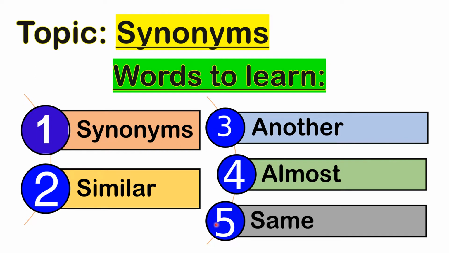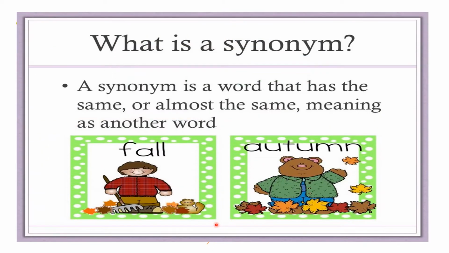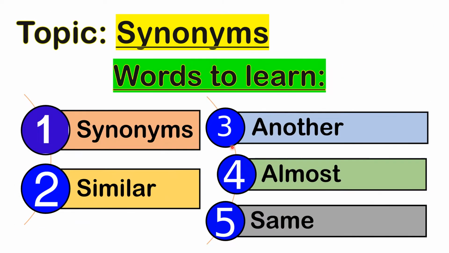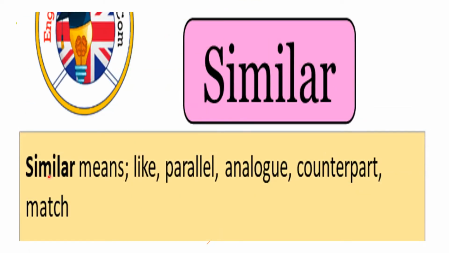Now let's discuss these words one by one. What is a synonym? A synonym is a word that has the same or almost the same meaning as another word. For example, fall and autumn. And later on class, I will be giving you more examples of synonyms as we go through the different types of synonym. The second word is similar. Similar means like, parallel, analog, counterpart, match.